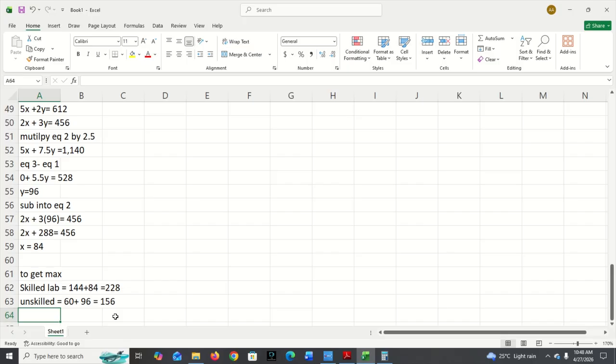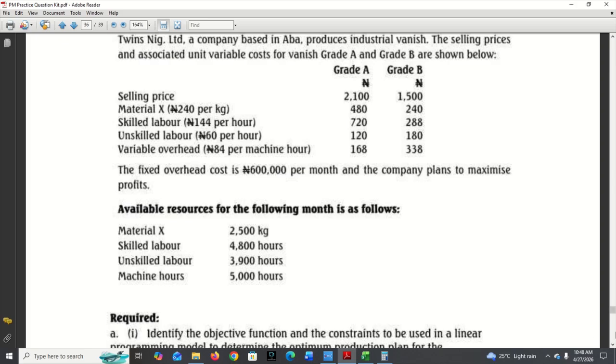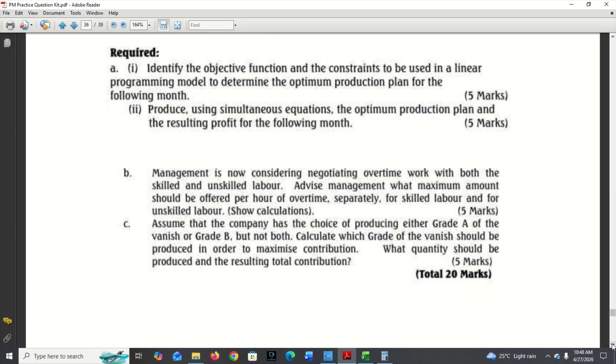So we've done that. Then lastly, they asked us to do one more thing. We have done A, we have done B, we have gotten 15 marks, 5 marks. Assume that the company has the choice of producing either grade A or grade B, but not both. That means they cannot choose both. Calculate which grade of the varnish should be produced in order to maximize contribution and what quantity to produce. Okay, so let's go. To produce that, how are we going to go about it? We are going to do a small table.